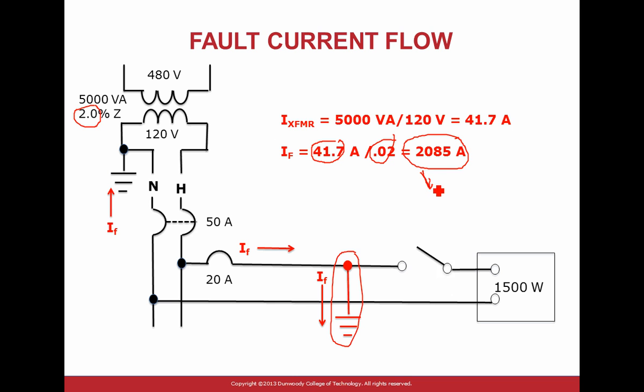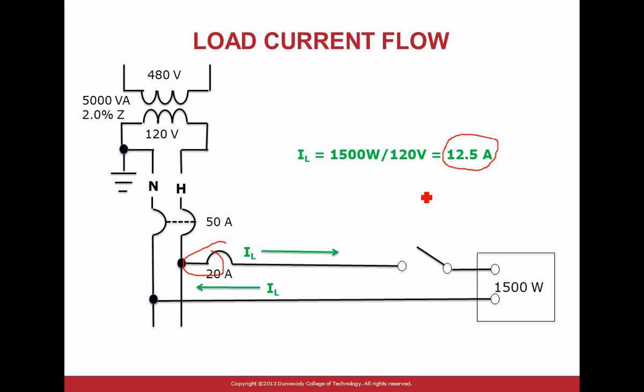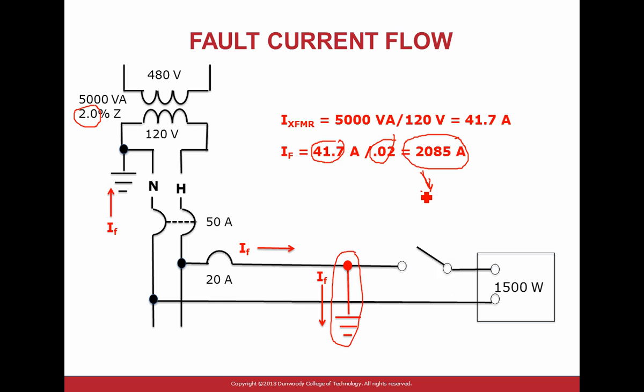That's bad news. Look at how much we went from. We went from 12.5 amps to 2000 amps. Now, 2000 amps for a very short amount of time, 1/20th of a second. But that's enough to throw that big ball of fire at you.